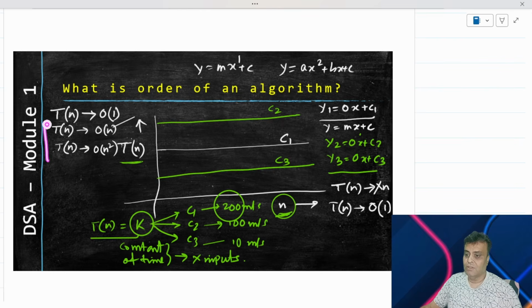And the second category of algorithm is this, which says that I'm going to change with the inputs, and I'm going to change with the different asymptotic polynomial equations that I will represent. Sometimes I will represent y equal to mx plus c. Sometimes I will represent y equal to ax square plus bx plus c. Sometimes I can represent some other complexity classes. And we will go through all these classes in this particular lecture.